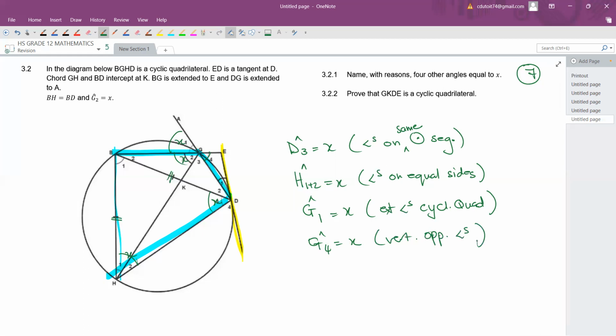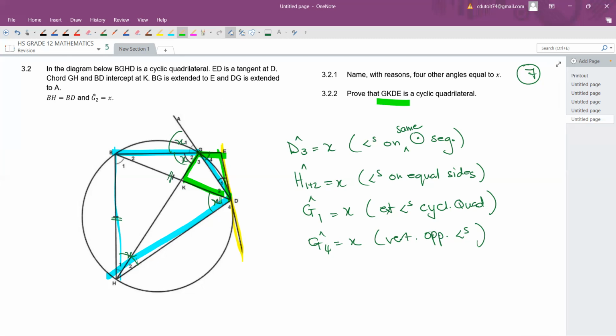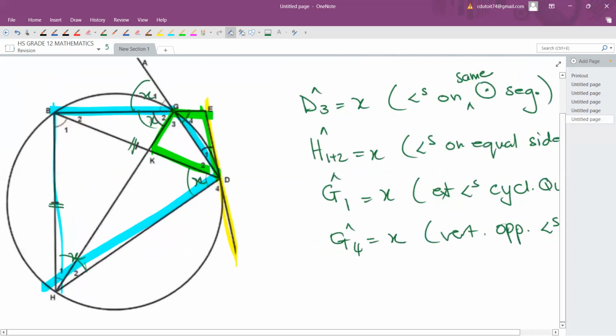Okay. Prove that this is a grade 11 sum. Prove that GKDE, GKDE, that thing is a cyclic quad. Well, is it really? Yeah, it's easy. I'm going to enlarge it a bit.